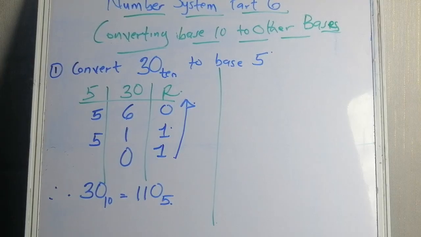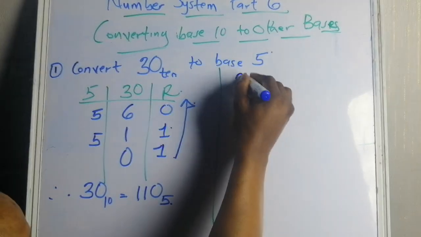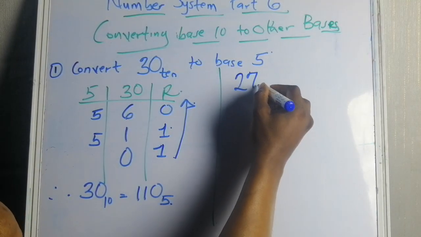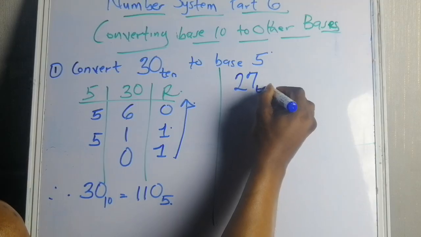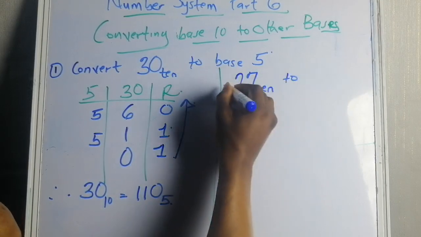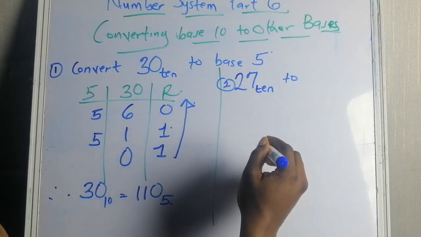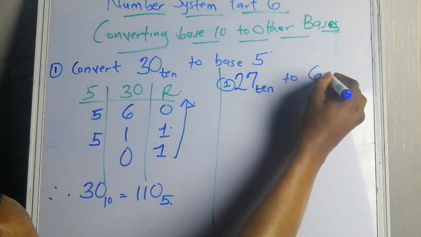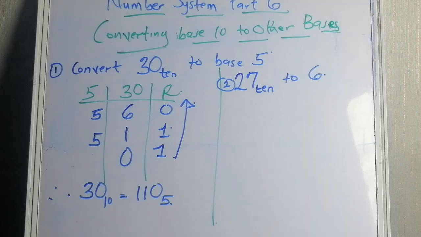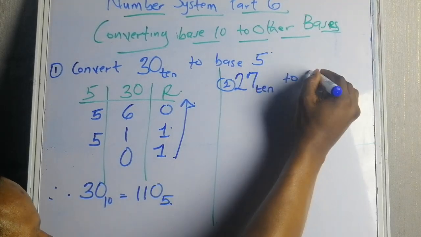Let me just quickly look at another example here. Let's assume we are converting 27 base 10, this is example 2 now. Let me just use base 6. We are converting 27 base 10 to base 6.